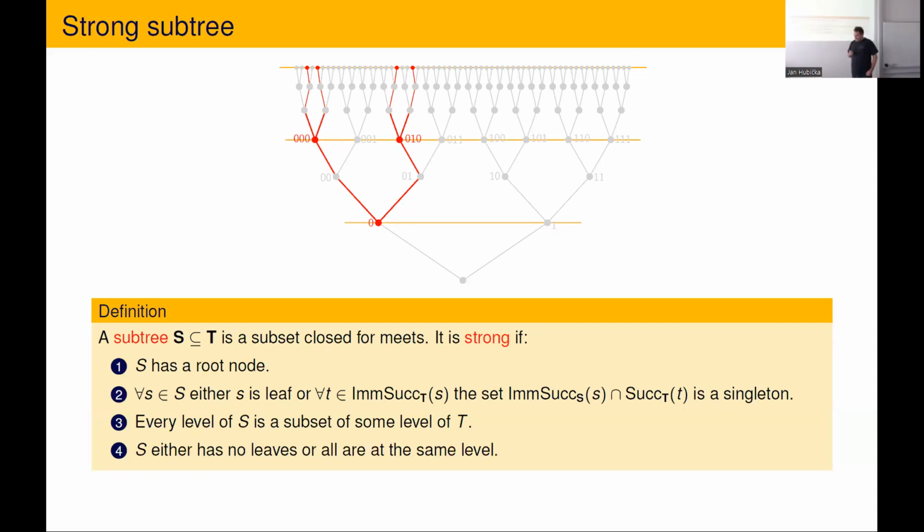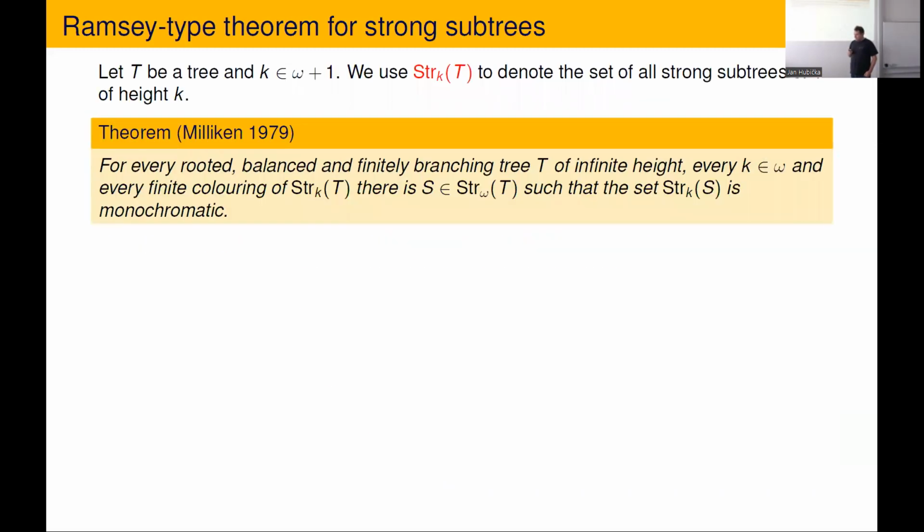And so the strong subtree has two forms. Either it is infinite, so there are no leaves, or all the leaves are on the same level, which is the other way of saying that the tree is balanced. Okay, so this is the definition, which was actually invented to solve this problem about Q. And this is a theorem which is called the Milliken tree theorem.